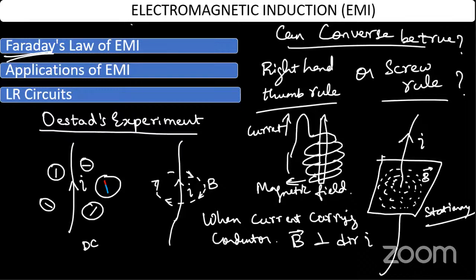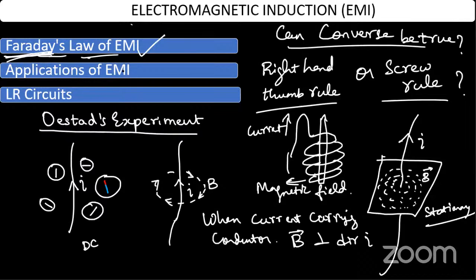Whatever EMF we get, what is the expression for that EMF? How do we quantify that EMF? That formula would be learned in this chapter. Then there is something called back EMF, that is learned by Lenz's law. There exists a negative sign, so we'll learn about that, and we'll also learn about applications of EMI. All of these would be learned with Faraday's experiment and Faraday's laws of EMI in this first part.